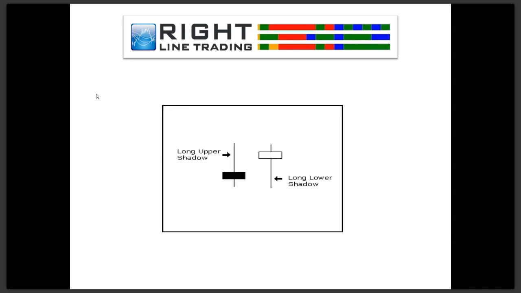Now, here's your long upper shadow, and here's your long lower shadow. Let me explain what's going on, because these are important candles. This is a hammer, and this is a hanging man.